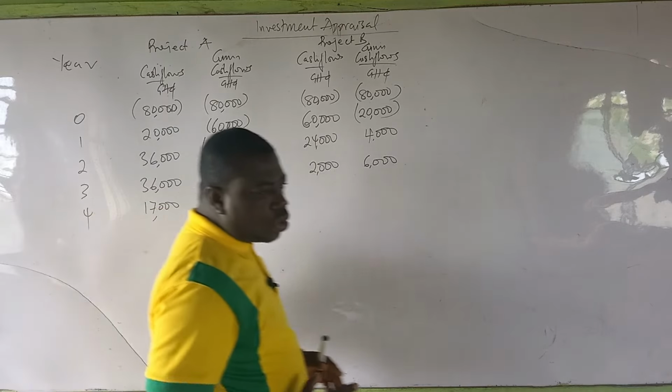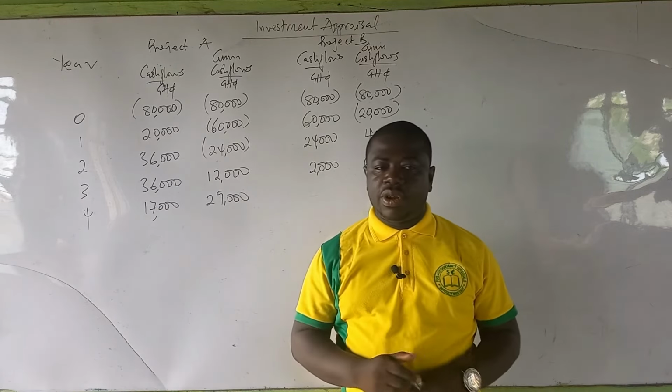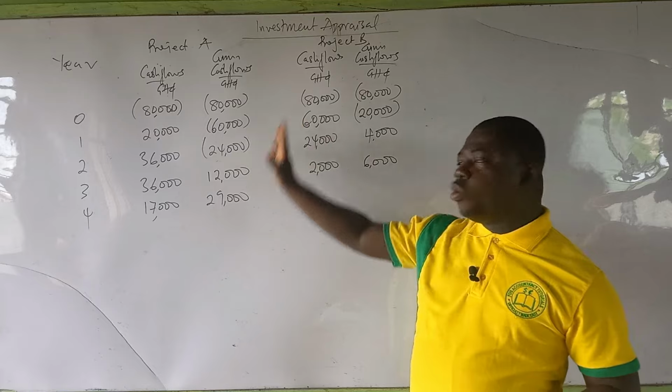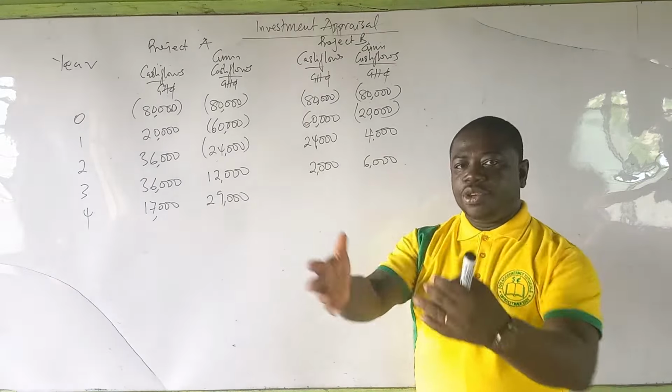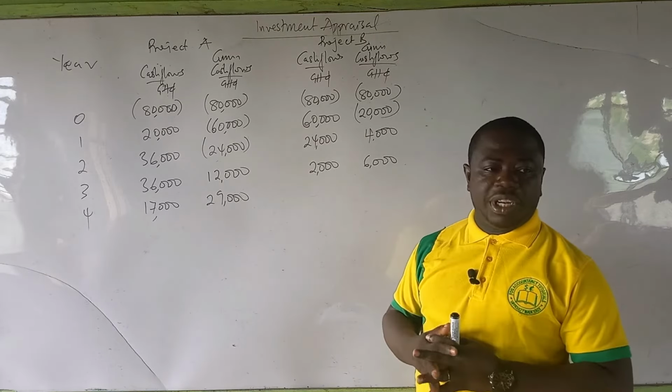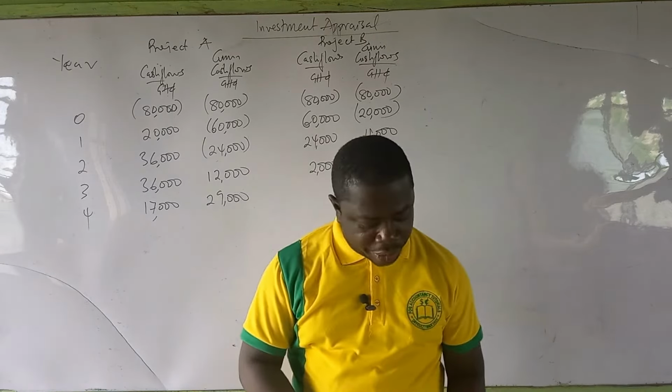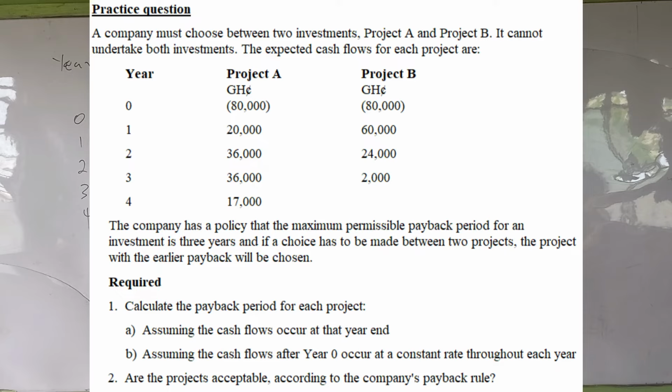Now, so you see, in order to make a decision on the payback period, you always need to go by this approach. Get your cash flows, get your cumulative cash flows. Now you can make a decision, and the decision will not be difficult for you. Now let us go back and look at the requirements of the question again. The first one says, calculate the payback for each project: A, assuming the cash flows occur at the end of the year; and B, assuming the cash flow after year 0 occur at a constant rate throughout the year.